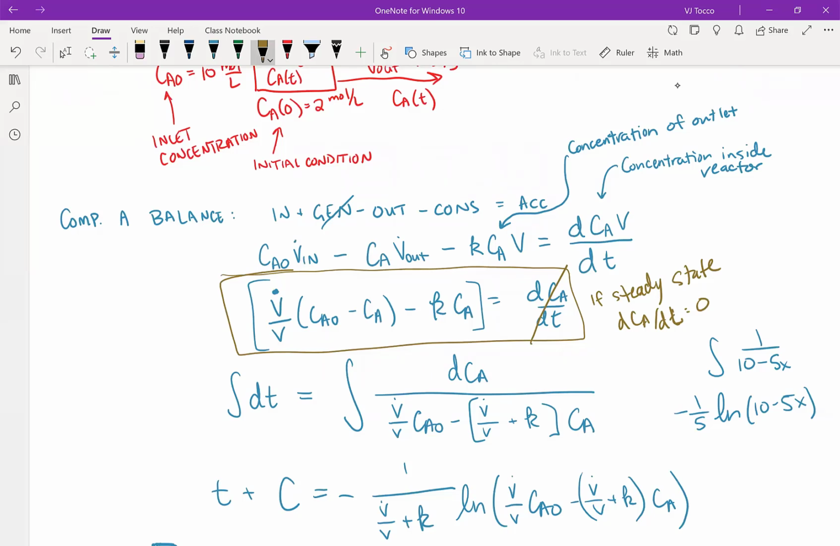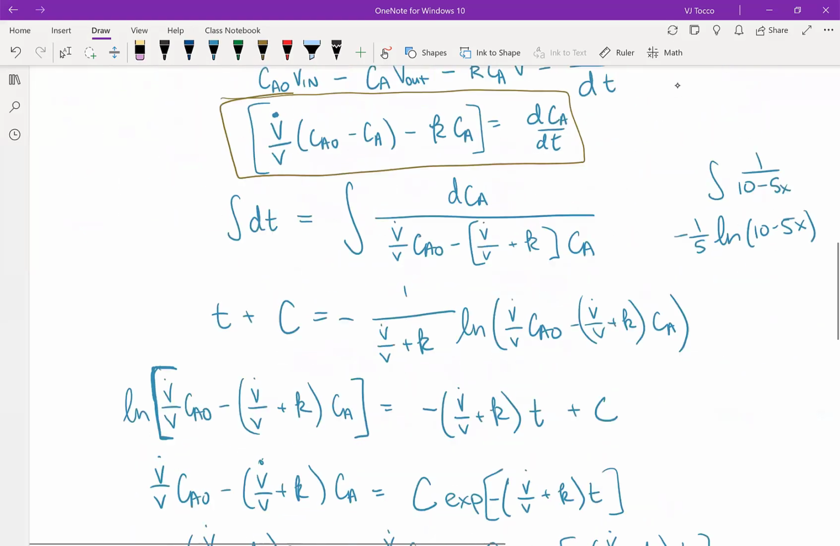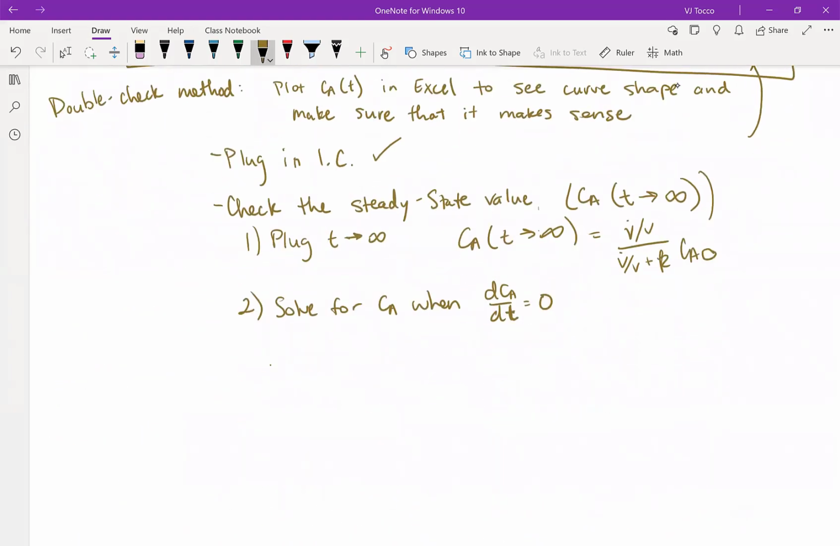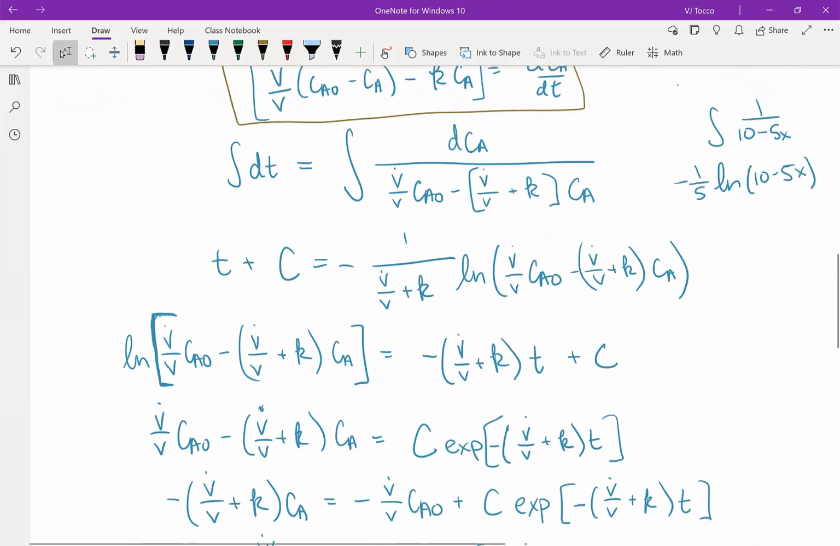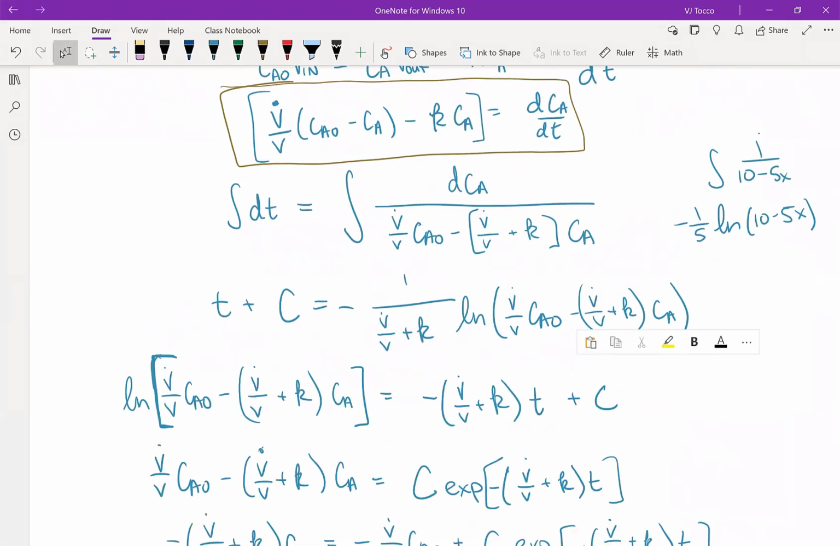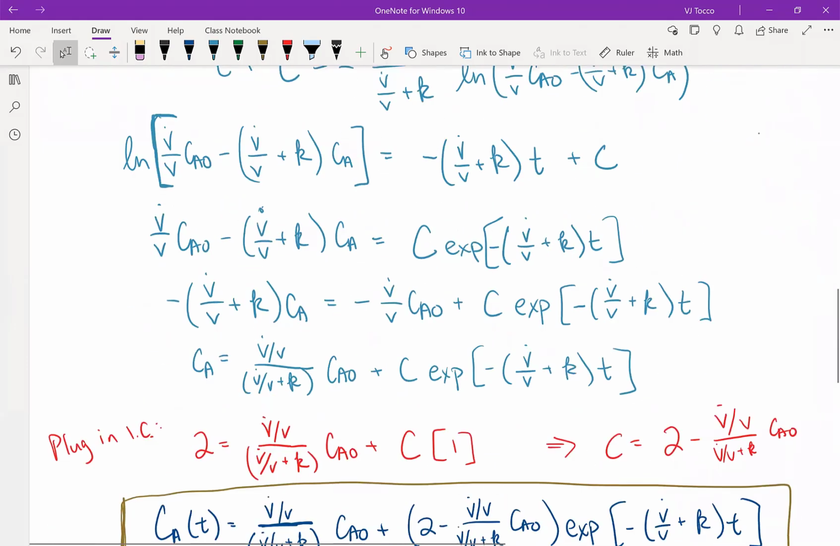All right, so that's what I'm going to do here. If I just simply solve this for dCA dt equal to 0, I'm going to come down here and erase that so that my notes aren't all messy later on. So 0 is equal to v dot over v CA0 minus v dot over v CA minus KCA. I think that was it. Let me just quickly double check. And yes, that is what it was.